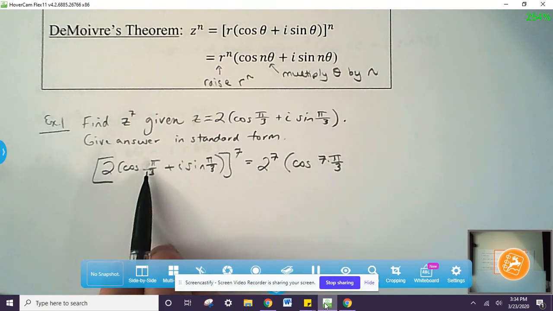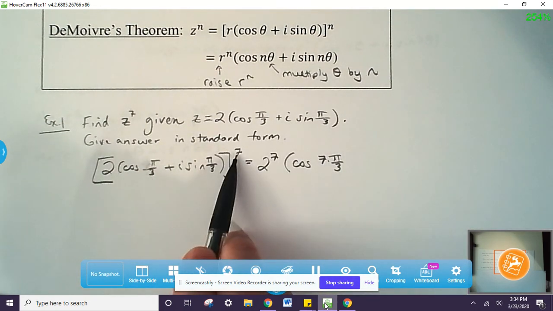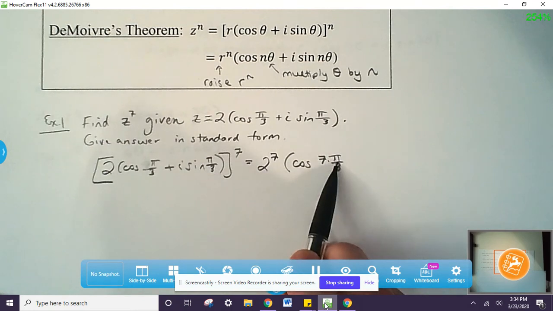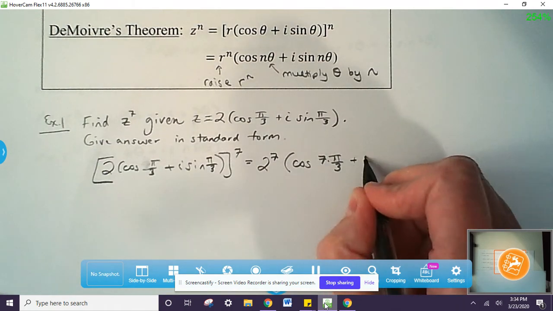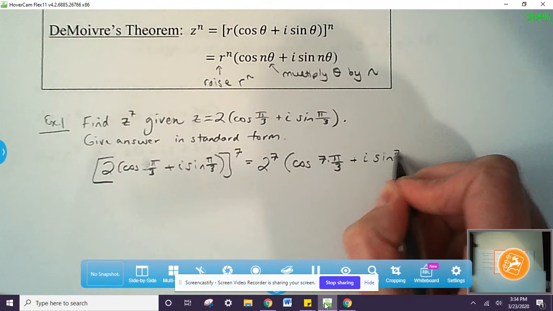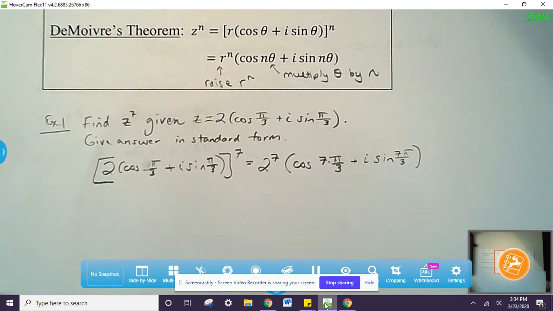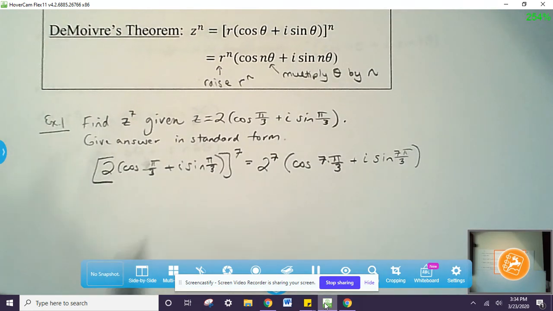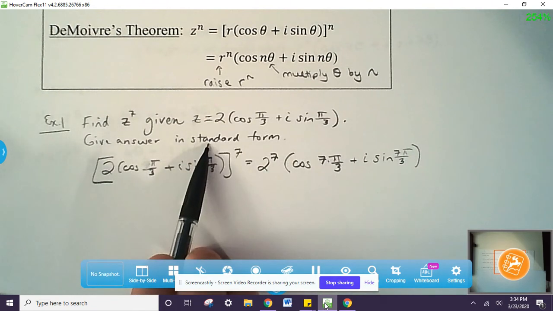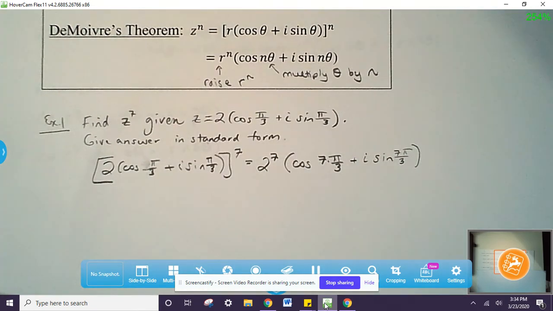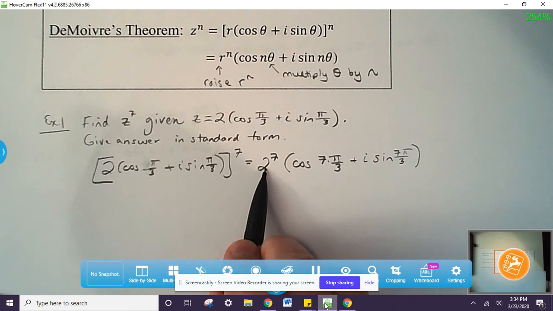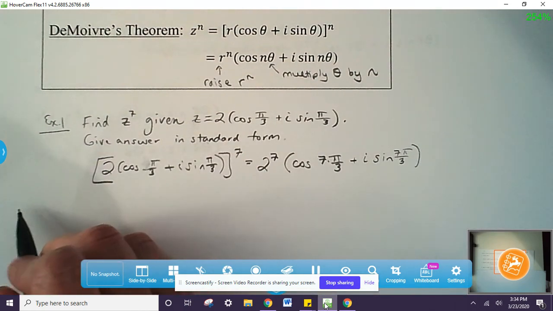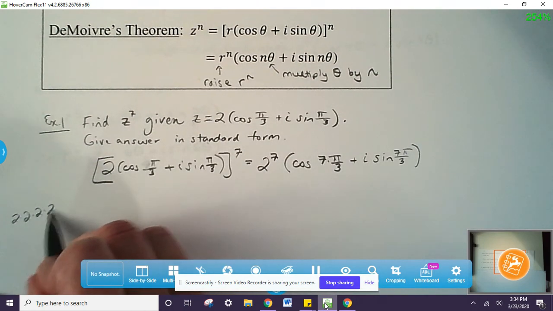So since our angle is pi over 3 and the exponent is 7, we're going to do 7 times pi over 3. And that's just 7 pi over 3. Now, what we need to do next is we need to simplify this into standard form because the directions ask us to do that. So we have to figure out 2 to the 7th. You can do that off to the side. It's 2 times itself 7 times.